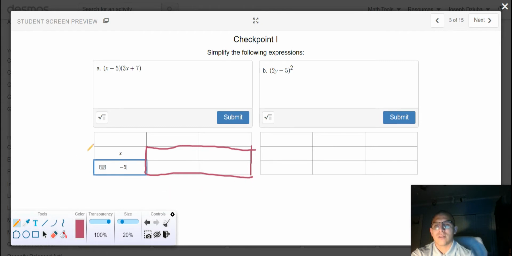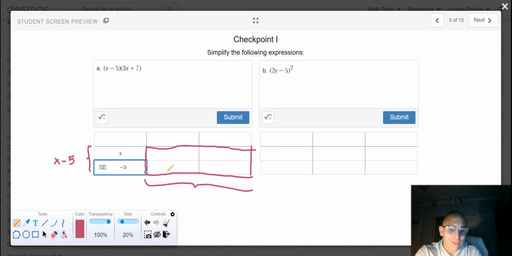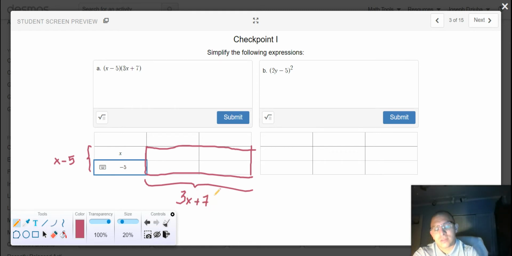Right, so this side of our rectangle has a length of x minus 5. That's our width. And it could be the length. It doesn't really matter, right? Because multiplication is commutative. It doesn't matter the order in which you multiply. So let's say that the length is 3x plus 7.